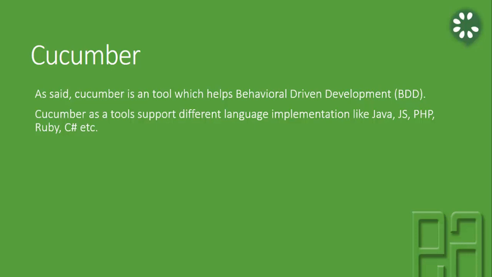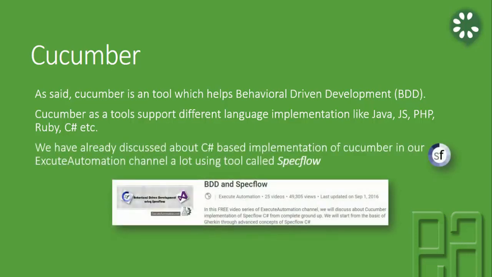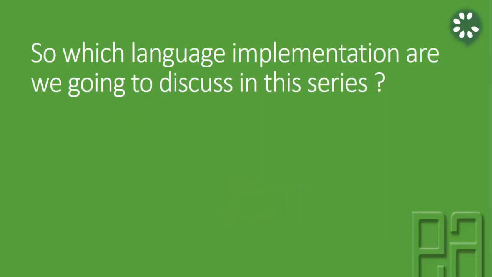For the C# implementation, we have already discussed SpecFlow in a lot greater detail on our Execute Automation channel. You can see this particular playlist has close to 25 videos related to SpecFlow, which is nothing but a Cucumber implementation for C#. So please go ahead and watch that video series for a clear understanding of how the Cucumber implementation for C# works in SpecFlow. So which language implementation are we going to discuss in this series then?